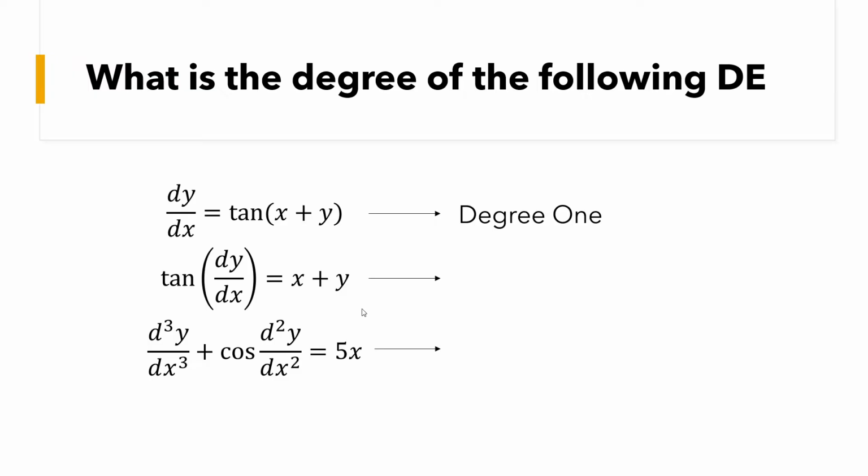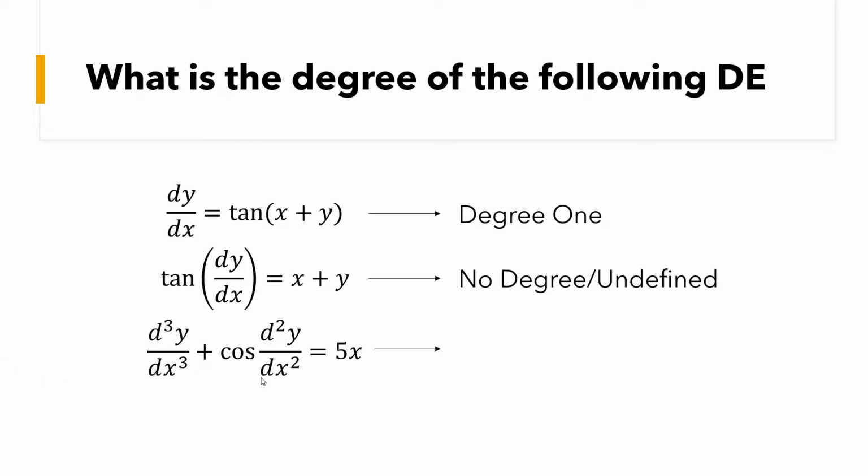However, in our second example, the tangent of dy over dx is equal to x plus y. This is undefined, it has no degree. Why? Because our derivative is inside a transcendental function. It is inside, meaning we cannot get its degree. So it has no degree, or undefined.